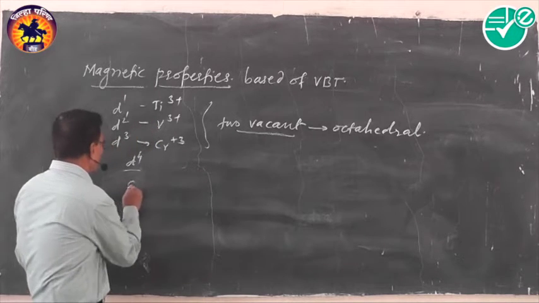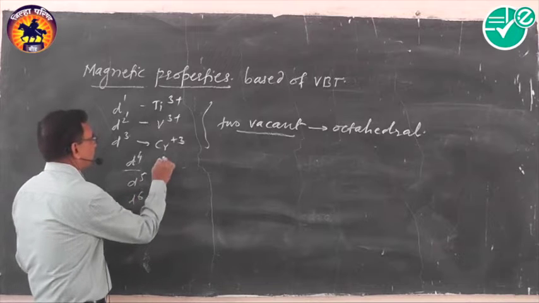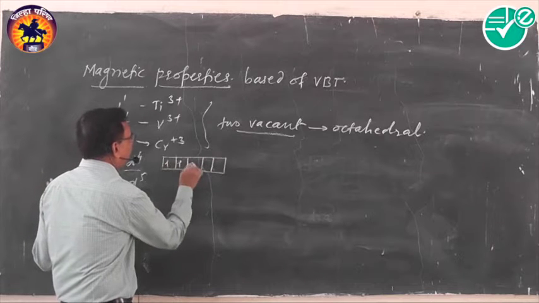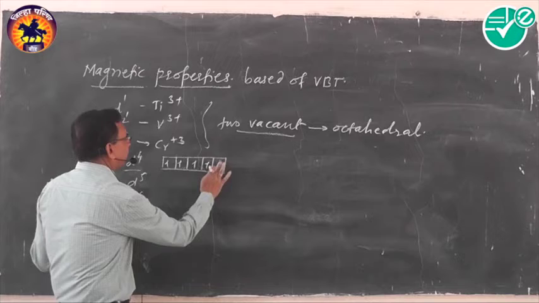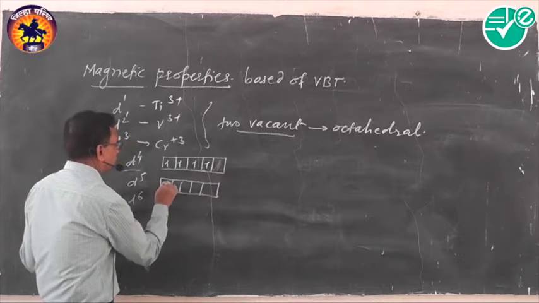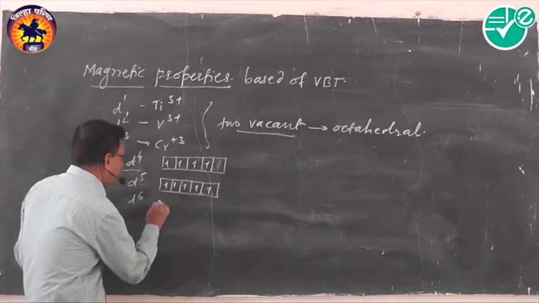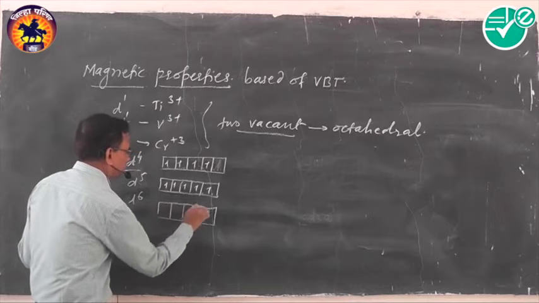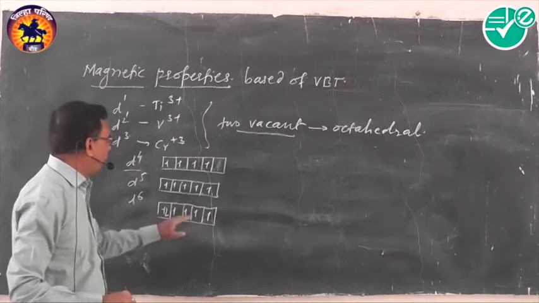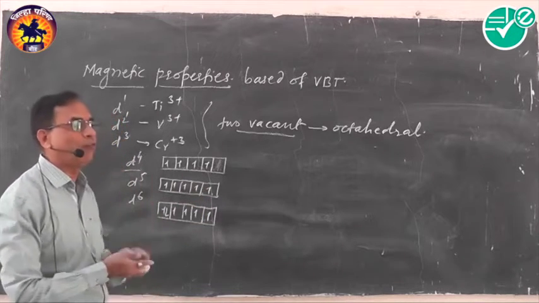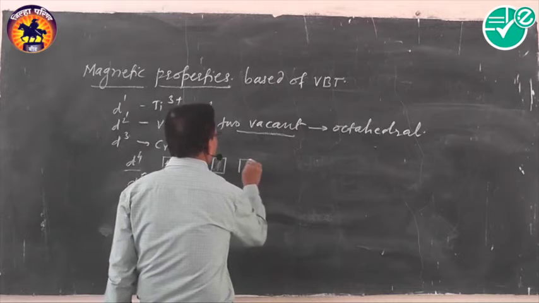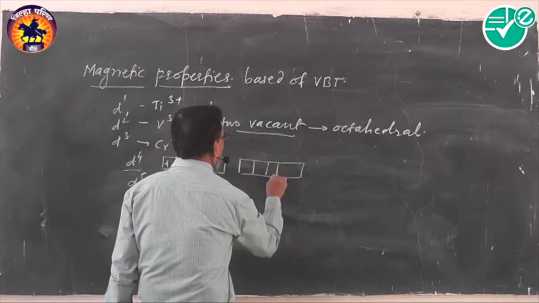In case of D4, D5 or D6, these two vacant d orbitals are provided if the pairing of electrons is possible. This is D4, this is D5 and this is D6. These vacant d orbitals are provided only if there is a pairing of electrons. And if the pairing of electrons takes place, then the electronic configuration becomes like this.